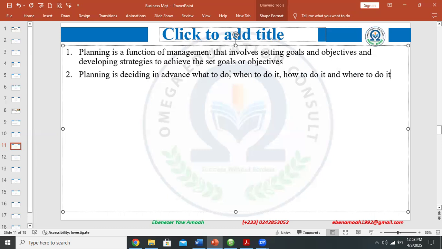So if you are paying attention to this definition I've just given, then the what to do is the set goal or target. And then when you are going to do it, how you are going to do it, where you are going to do it would comprise, or that in total would refer to the strategies you want to use to achieve that particular set goal. Okay, I believe now my professors are very much okay when it comes to what planning is. Now, if we know what planning is, it's important that we know what a plan is.